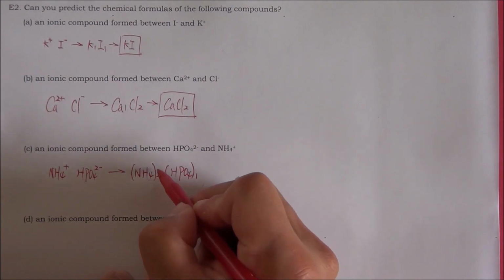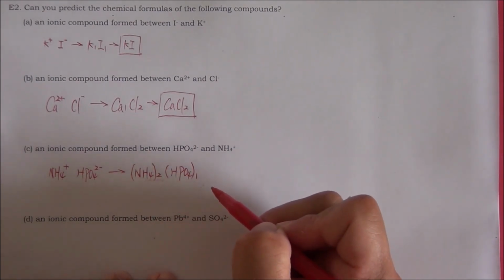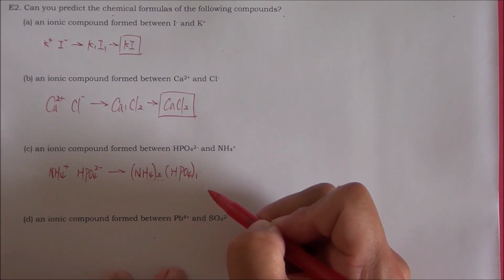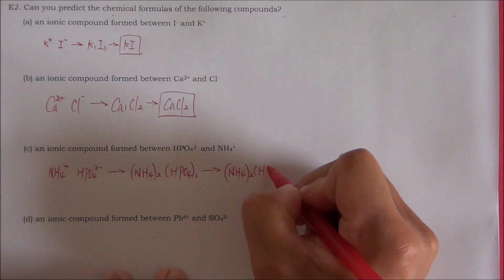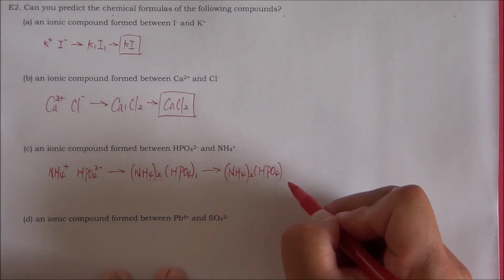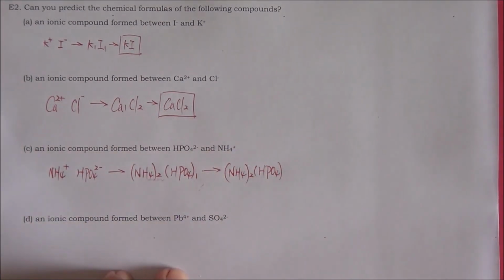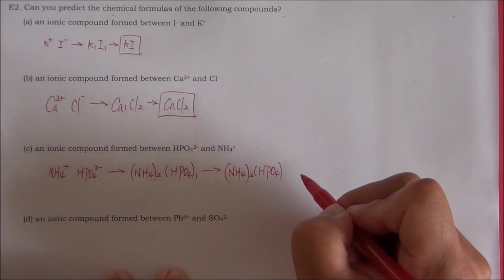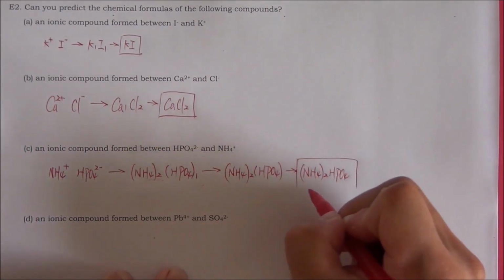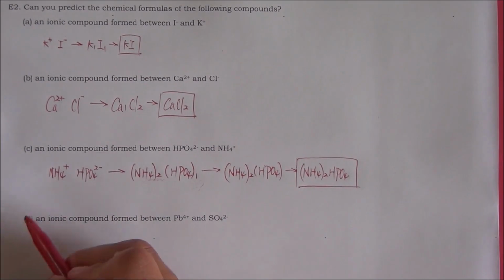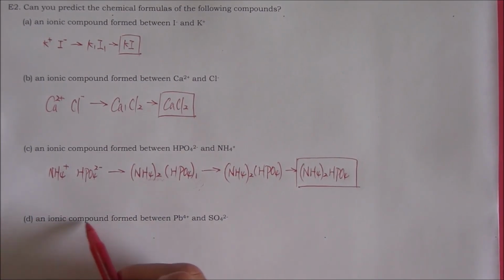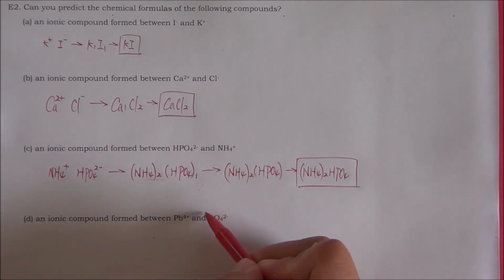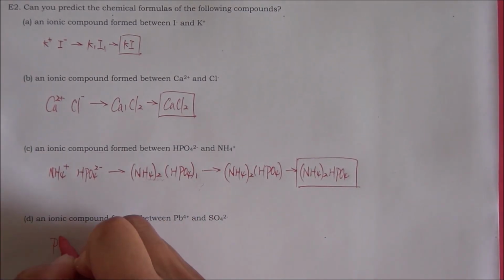Next, we will look at the numbers at the bottom right corners. If the number is equal to 1, we have to omit the number. If there's no number here, we should omit the parenthesis. Without the parenthesis, it is a more concise notation without confusion. This is what we're looking for. Next, D. An ionic compound formed between Pb4+ and SO4 2-.